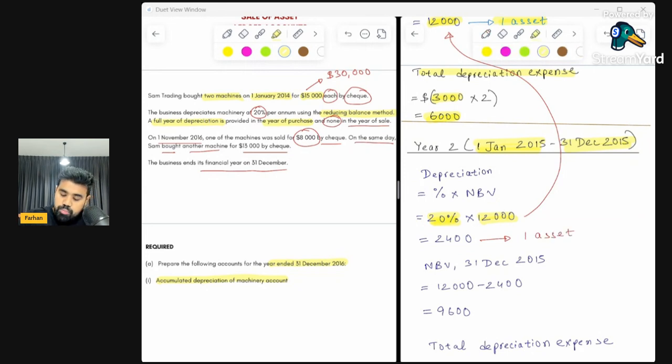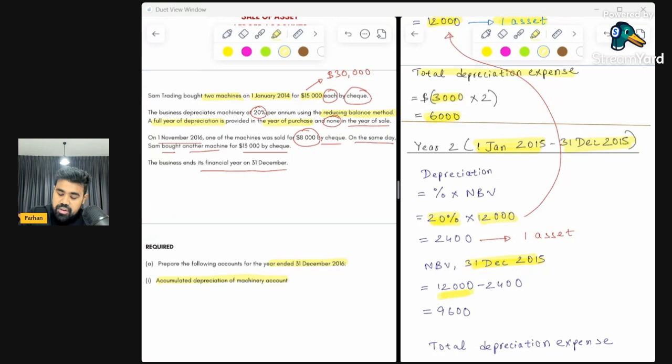Then I want to find the net book value at the end of year 2, which is at the end of 31st of December 2015. Now, we understand the formula for calculating the net book value at any given point in time is the difference between the cost and the accumulated depreciation. But since we already know the net book value at the end of the first year, which was $12,000, now that we have a new depreciation expense which we have calculated for the second year of usage, we could just subtract this depreciation expense from the net book value which we already had at the end of the first year, which would completely make sense.